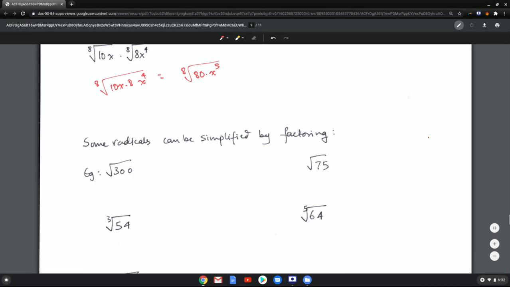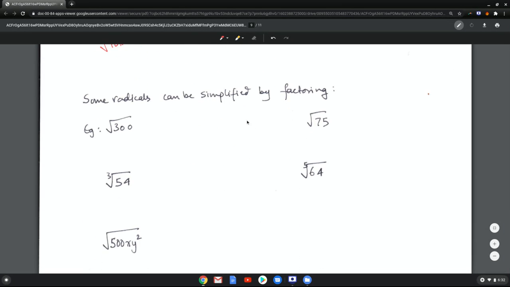Now some radical expressions can be simplified by factoring. For example, 300 is 3 times 100, which becomes root 3 times square root of 100, and square root of 100 is 10, so this becomes 10 root 3. Similarly, 75 is 3 times 25, which becomes root 3 times root 25, which becomes 5 root 3.